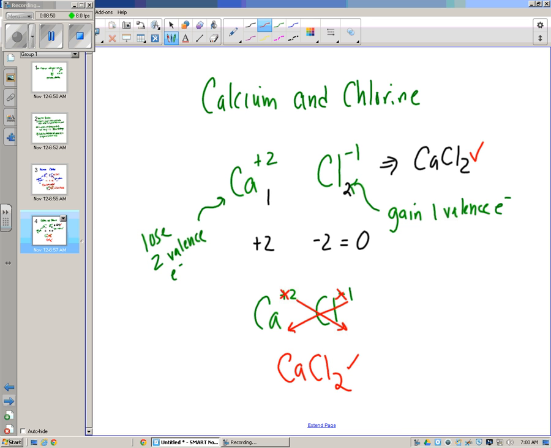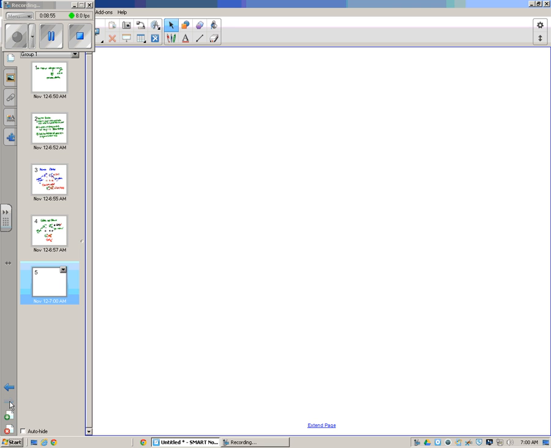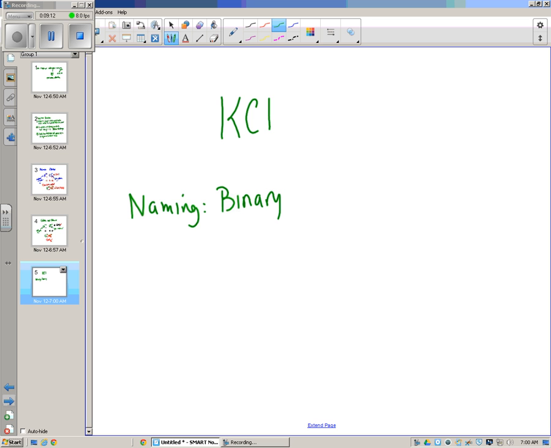Okay, next, we have to learn to name these compounds. So our first compound that we wrote the formula for was KCl. When we're naming, we have 2 rules for naming, and these rules apply only to binary compounds. Binary means that there are only 2 elements, or 2 ions, involved.